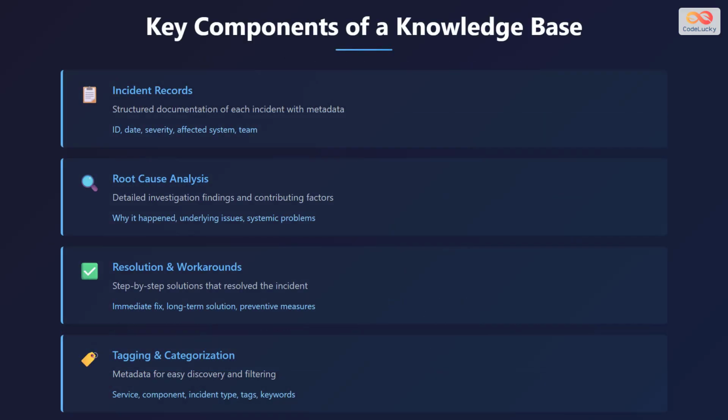Every effective knowledge base has four essential components. First, incident records. Structured documentation of each incident with metadata like ID, date, severity, affected system, and team. Second, root cause analysis. Detailed investigation findings and contributing factors explaining why the incident happened and what underlying issues existed. Third, resolution and workarounds. Step-by-step solutions that resolve the incident, including immediate fixes, long-term solutions, and preventive measures. Fourth, tagging and categorization. Metadata like service name, component, incident type, and custom keywords that make incidents easy to discover and filter.